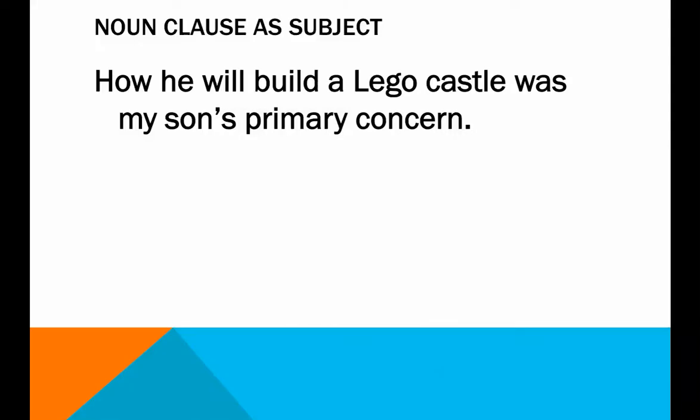Here's an example of a noun clause functioning as the subject of the sentence. In this sentence, how he will build a Lego castle is the subject of the entire sentence. What is his main concern? How he will build a Lego castle. This clause is introduced by how, and it has its own subject and verb. He will build a Lego castle could stand by itself as a sentence, but because of the presence of the word how, it functions as a subordinate clause. It can't stand by itself.